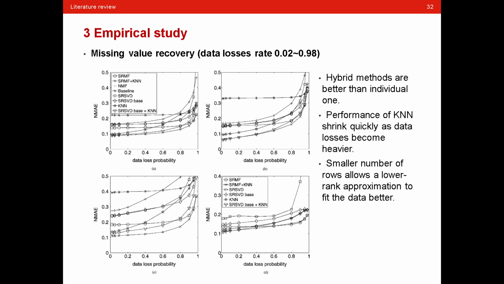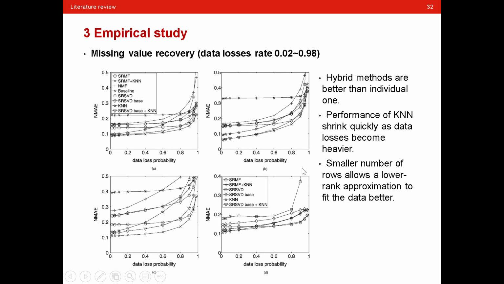The first experiment is the missing value recovery, and they consider the scenario where data loss rate varies from 0.02 to 0.998. And in this experiment, they observed that the hybrid methods are better than individual ones, and the performance of KNN shrinks quickly as data loss becomes heavier.